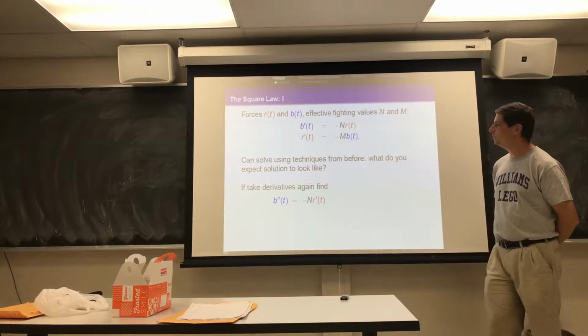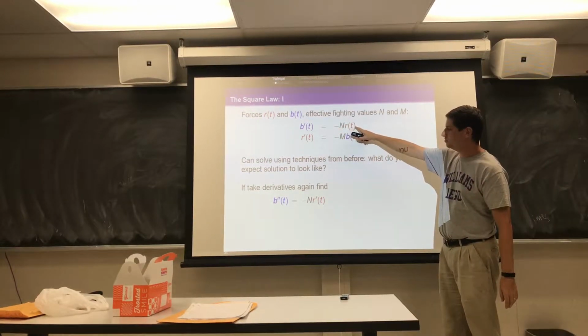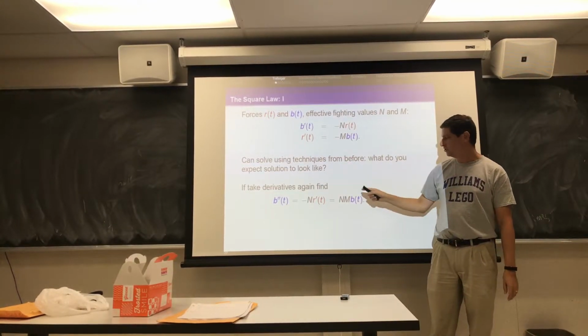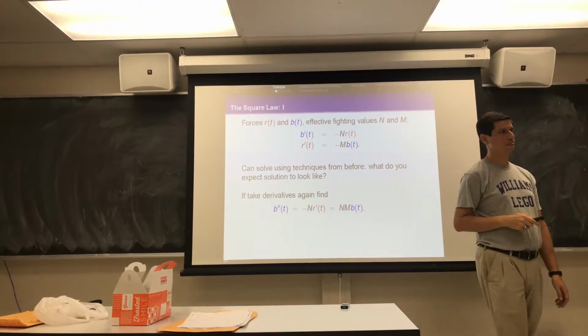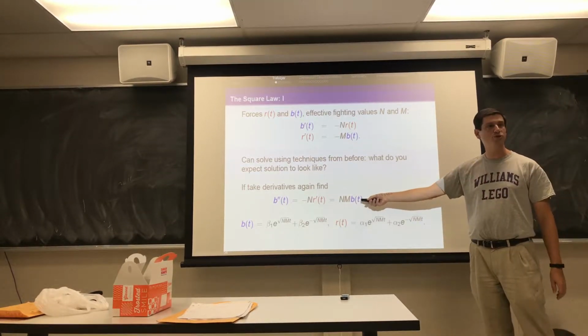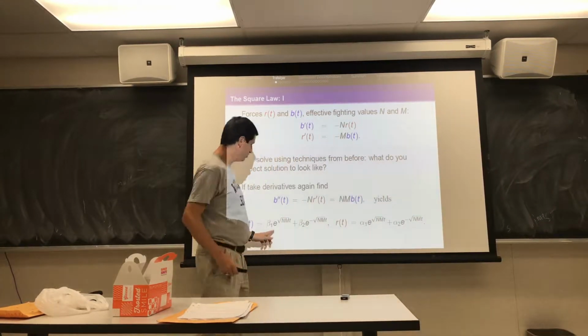So if we take another derivative, we get the second derivative of blue equals negative n times the first derivative of r. Well, good, we know what the first derivative of r is in terms of blue. And so now we have an equation just for blue. And similarly, we can get an equation just for red. We now know how to solve this. We just solved second order differential equations a few moments ago. And so we get the following solutions.